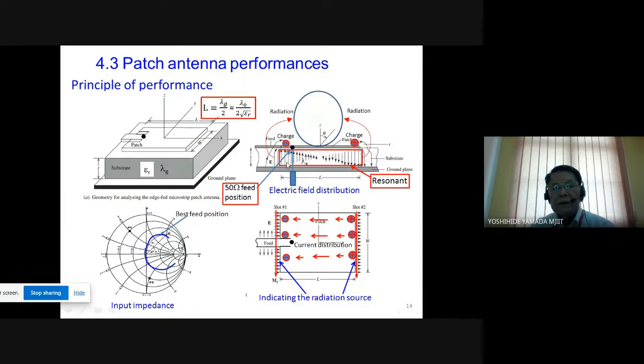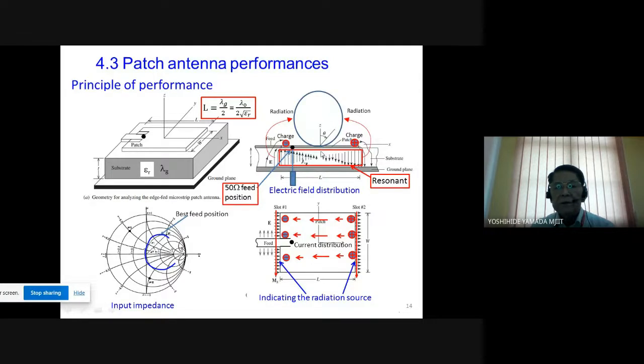So to achieve this distribution, we must select the lengths to be half wavelengths in the substrate. And the next subject is to find matching to the feed cable.